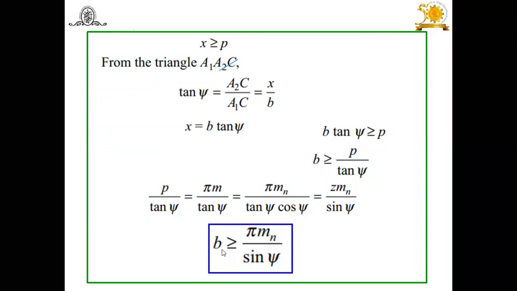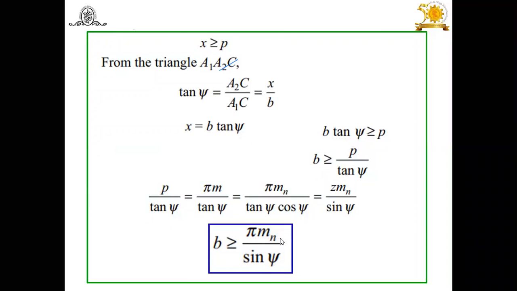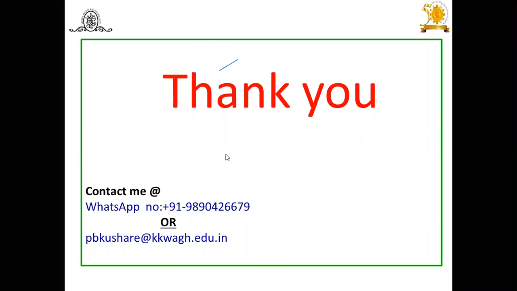And this is b, or you can say it's the minimum face width which is required, that b should be greater than or equal to pi mn upon sin psi. I have referred to V.V. Bhandari's book on Design of Machine Elements, Tata McGraw Hill publication, third edition.